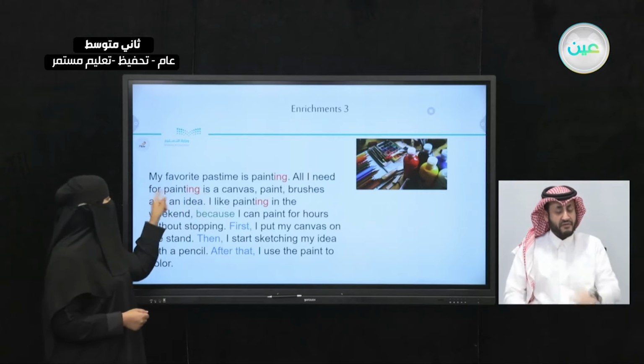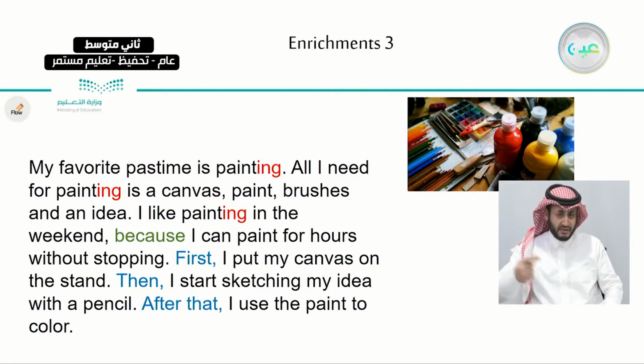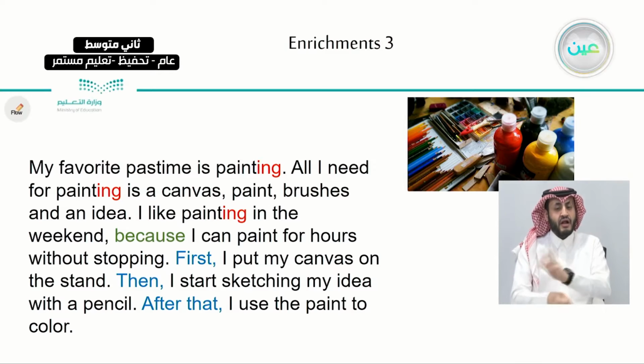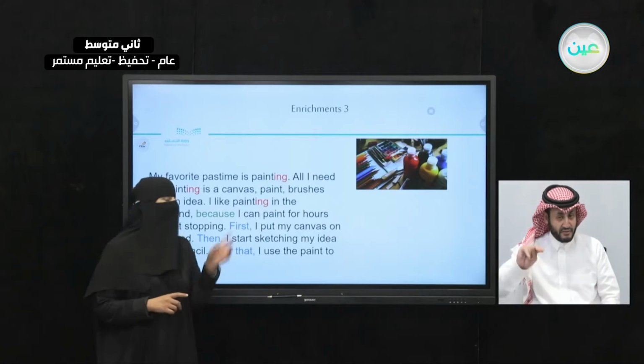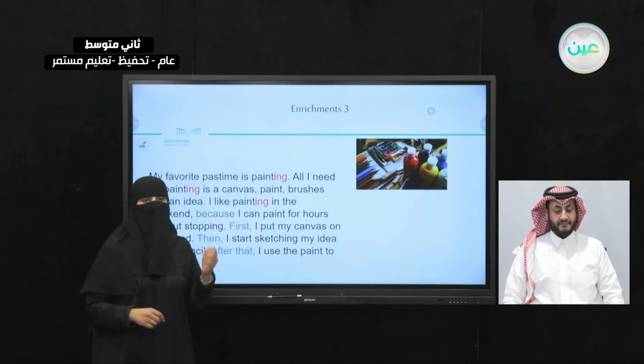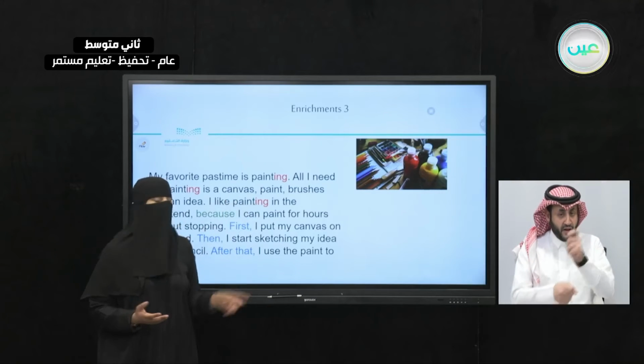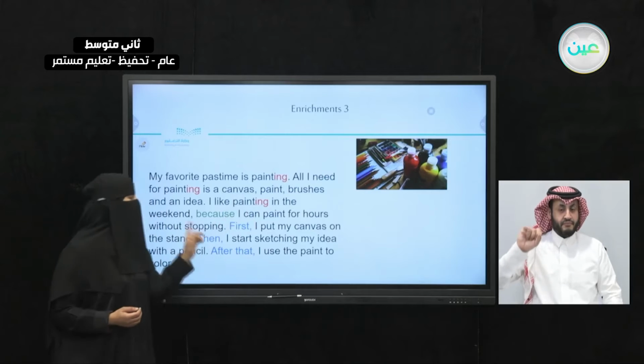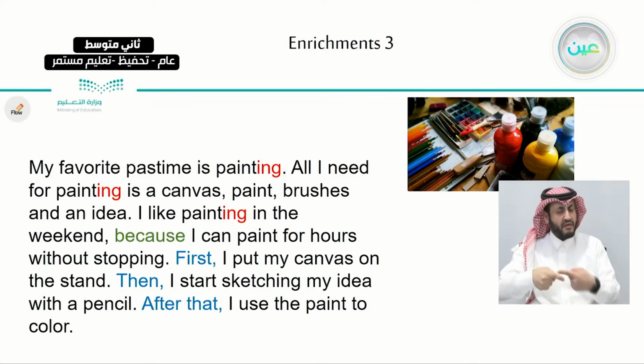So here, all I need for painting, all I need for this activity, all I need for this thing I will do is these things, the canvas, the paint, and the brushes. So also here, the word painting, it's acting like an object. What about this one here? I like painting. Now, do you remember the word I like, I prefer? Some of these words, we use before the gerund. I like painting. So here the gerund, painting, the verb paint plus ing to act like an object. So these words painting are all gerunds.